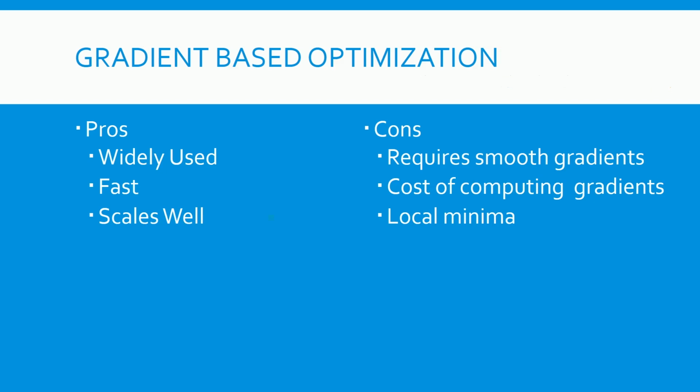Gradient-based algorithms have their own strengths and weaknesses. They are widely used, have fast performance, and scale well to large problems. However, they do require smooth, continuous function gradients, and computing those gradients can be computationally expensive. Many gradient-based optimizers are also susceptible to finding local minima rather than a global optimum, meaning that they will find the bottom of the closest valley rather than the lowest point on the whole map.